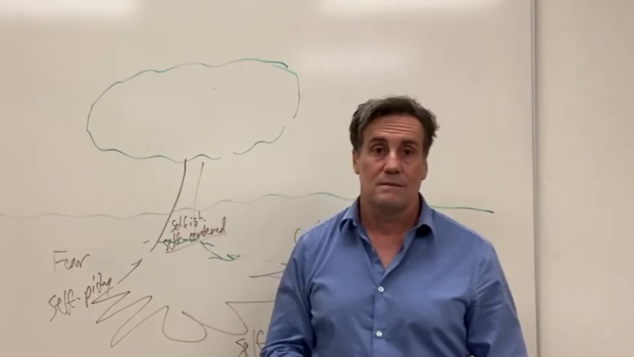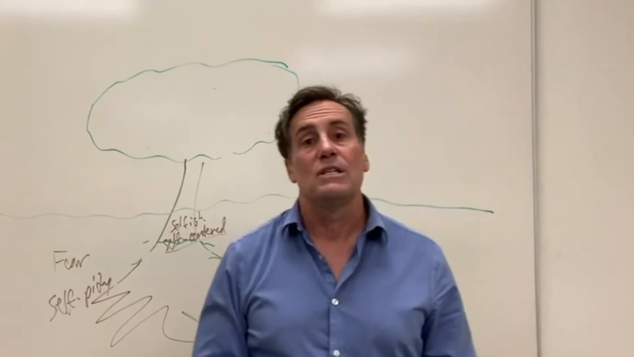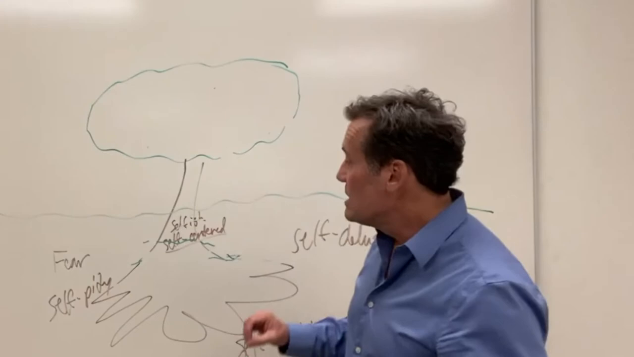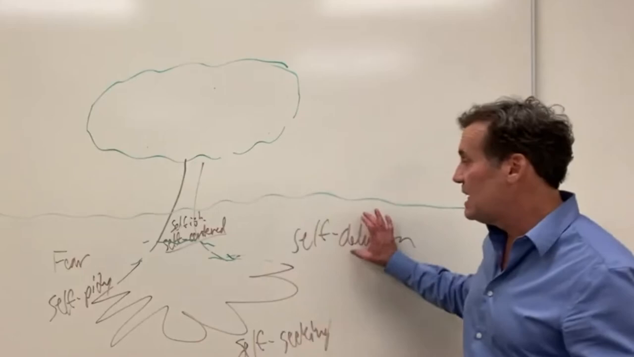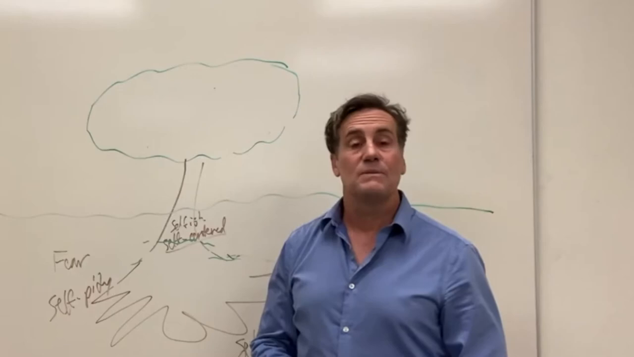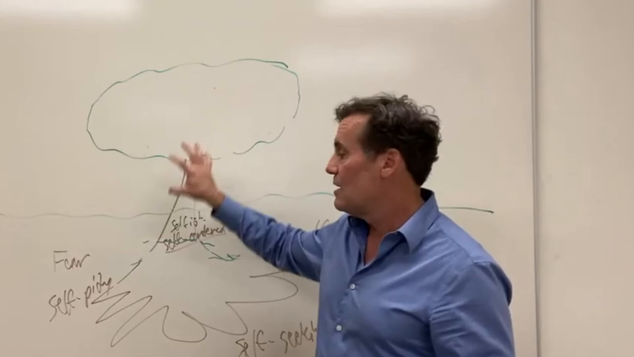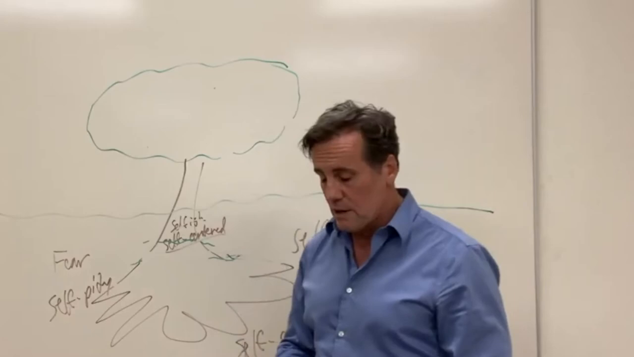So I hope that that illustration can help in any way to understand what brings a person into treatment. It could be the fear, self-pity, self-seeking, self-delusion. It just happens to manifest itself in substance use. The substance use is a symptom, not the cause. The cause are these things. And as a person sticks around and starts to work a program of recovery, they start to notice other fruit along the way.